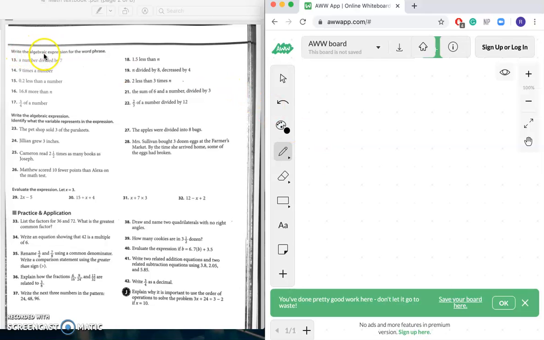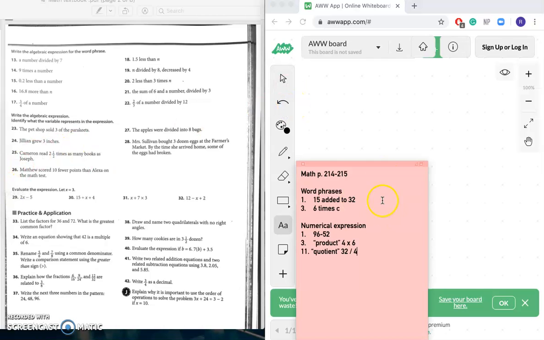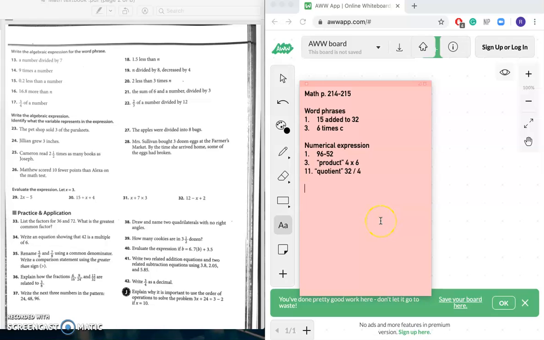Okay, write the algebraic expression for the word phrase. So this time we have algebraic expression. So in that case, we need to make an expression using both letters and numbers. So number 13, a number divided by 7. So we don't know what the number is. They don't tell us what the number is. So we're going to use n divided by 7.